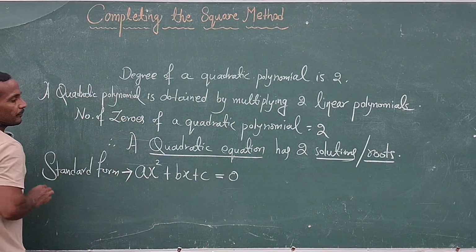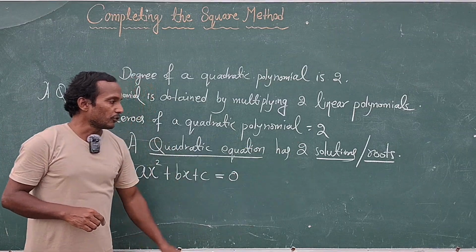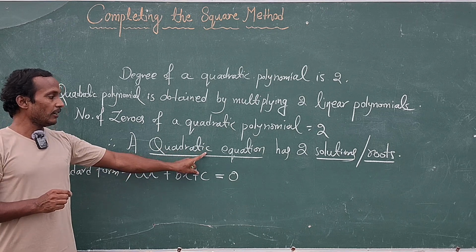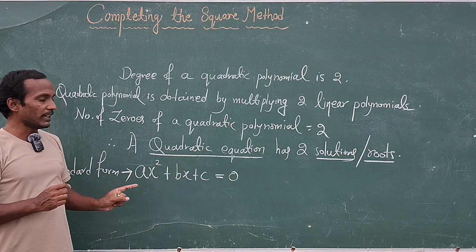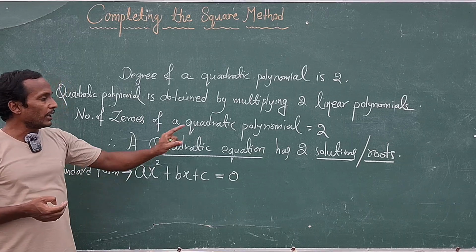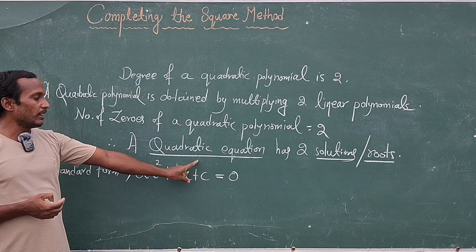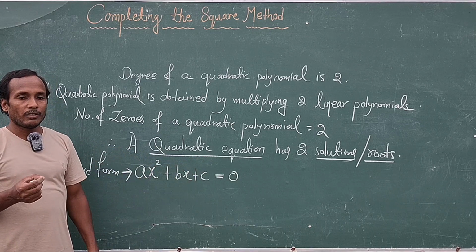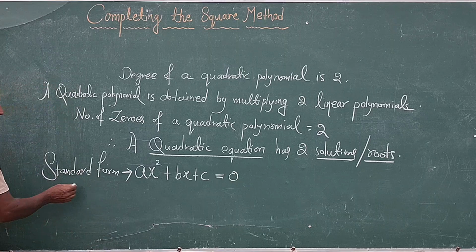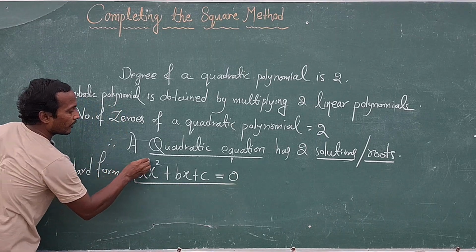When you solve a quadratic equation, you will get two solutions or roots. Solutions or roots mean the value of the variable in that particular equation for which the left hand side and right hand side of the equation become equal. In other words, the value of the variable for which the quadratic equation gets satisfied is called a solution of that quadratic equation.